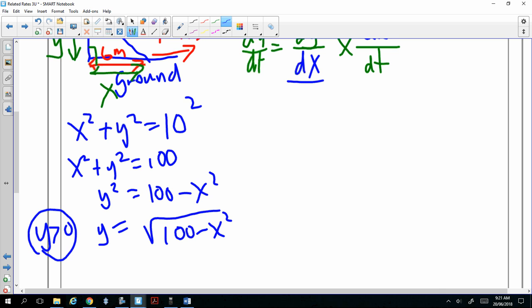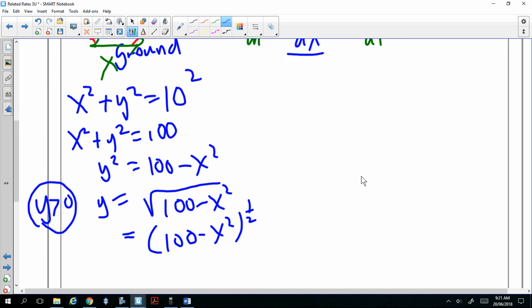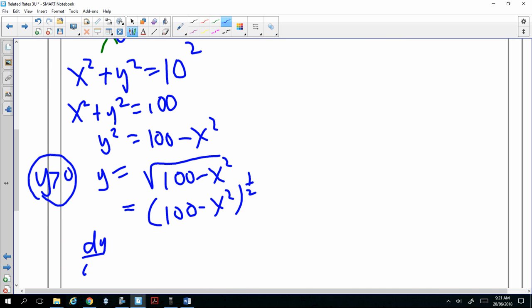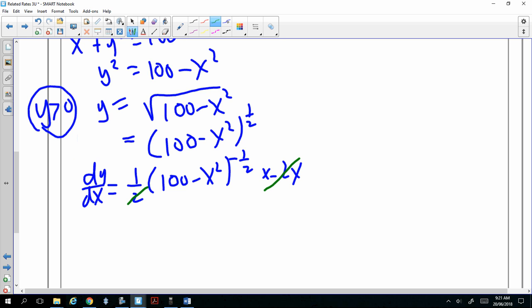Okay, let's differentiate it. So we'll go dy/dx. For dy/dx, you have to use the chain rule. Bring the half down, 100 minus x squared to the power negative half, like that. Then differentiate what's inside, which is negative 2x. Get rid of the 2. And then you're going to write x, that will be 1 over the square root, times negative x, which you can put on the top.